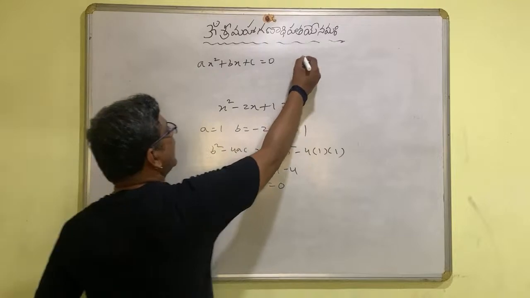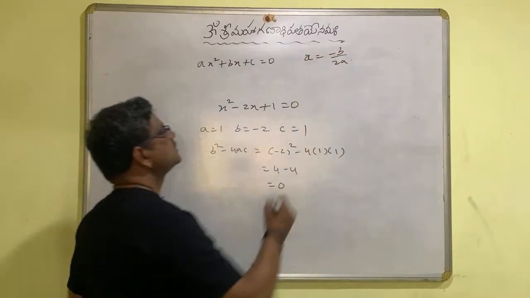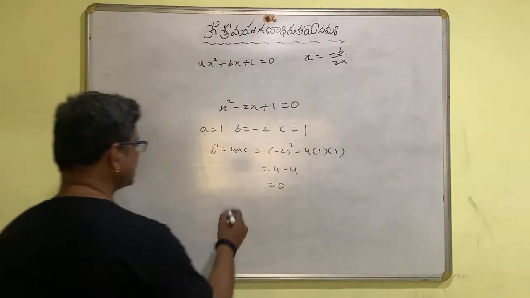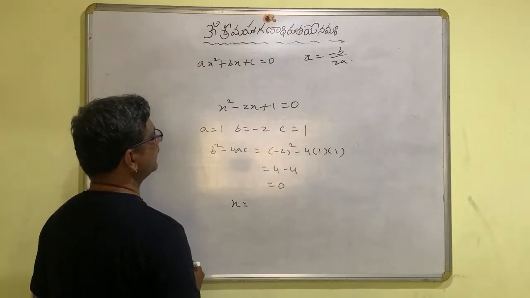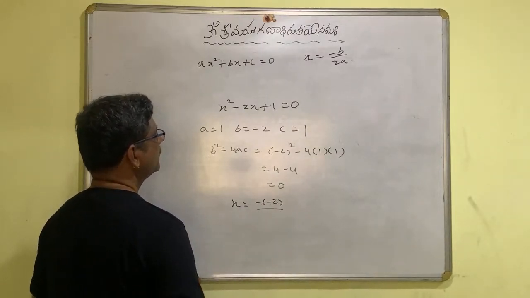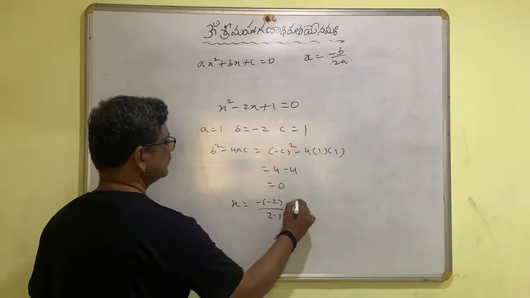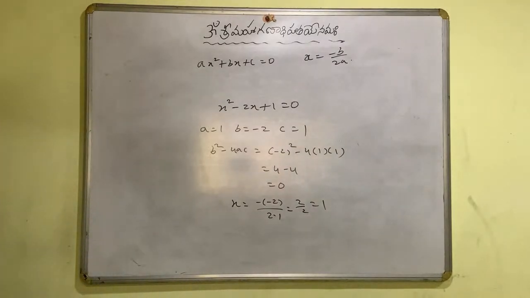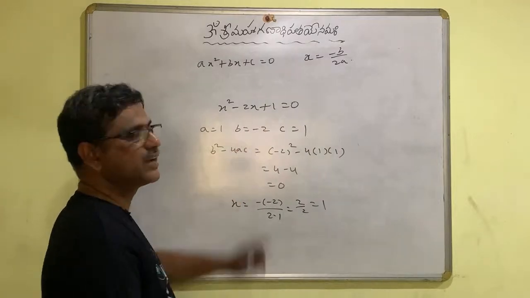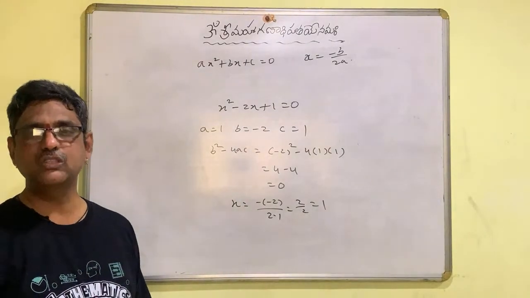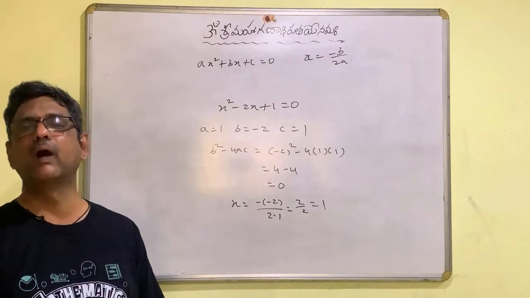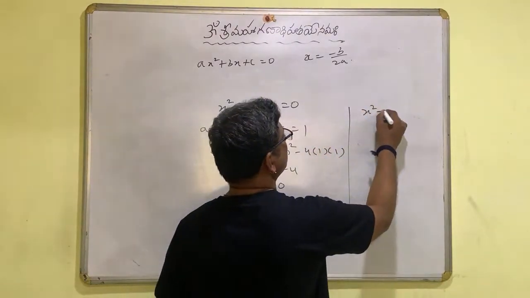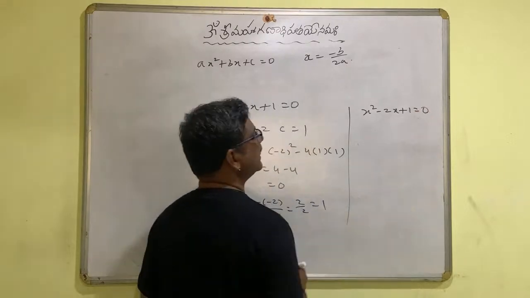So according to the formula, the zero is minus b by 2a. So what is the x value? Minus b means minus of minus 2, by 2a, that is 2 into 1. So 2 by 2 is 1. So the x value we got is 1. That means this equation is having two zeros and they are 1 comma 1.